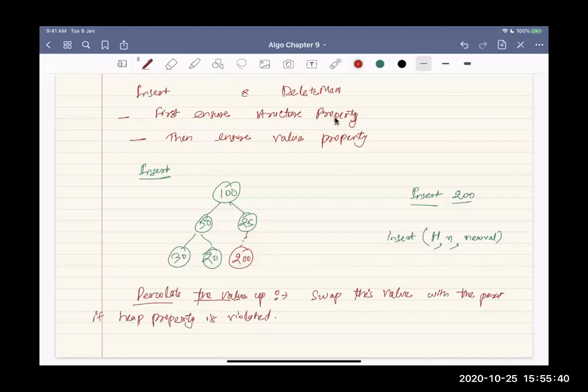Okay, and so what you will do, you will change it to 100. See, this remains same. 30, 20. Percolate up. So now what will happen? 200 will come up and 25 will go down. So this is fine. But now again, you will see this is violated. So you will have to recursively do that until you reach root. That's all.